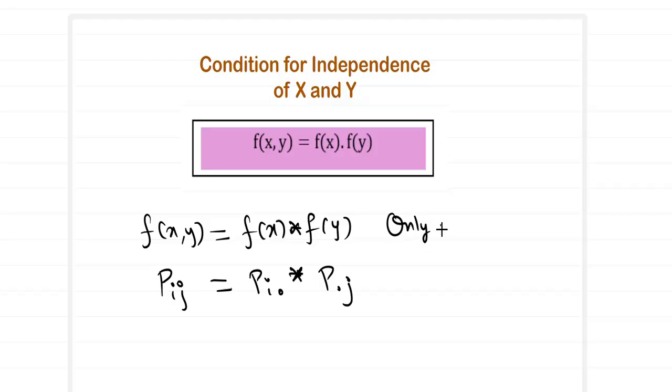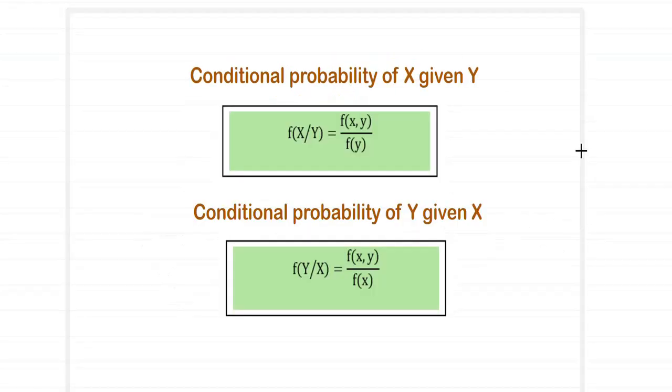Only when x and y are independent. So the condition for independence of the random variables is given by f of xy being equal to fx times fy.